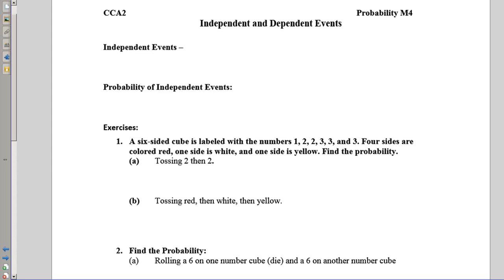Tonight we're going to talk about independent and dependent events. Hopefully this should be a bit of review, but I'm going to ask you to fill in your note sheet on the page that talks about independent and dependent, and we'll do a little practice with finding the probability.